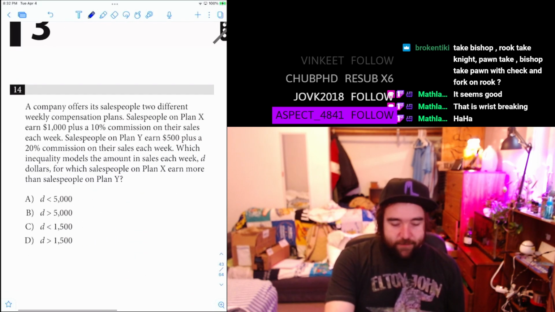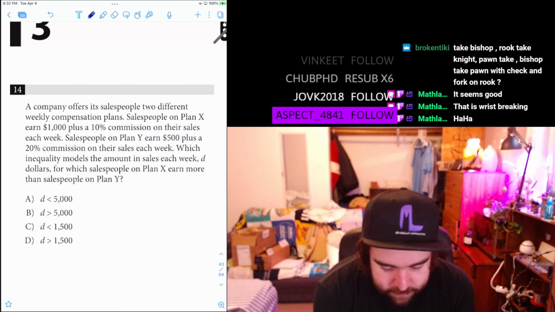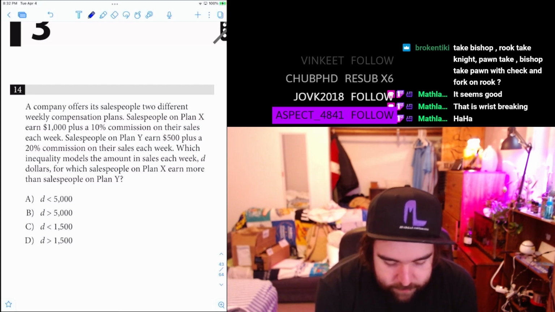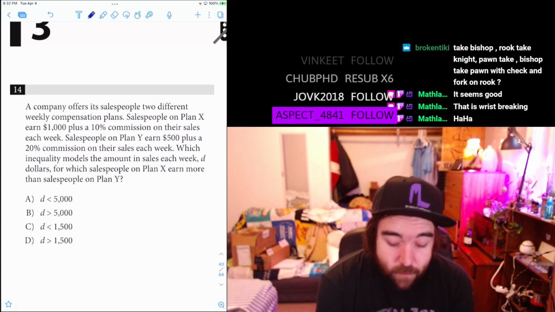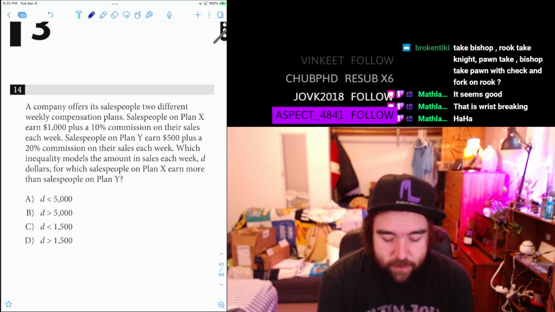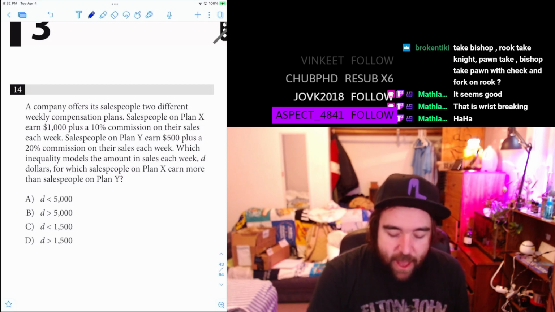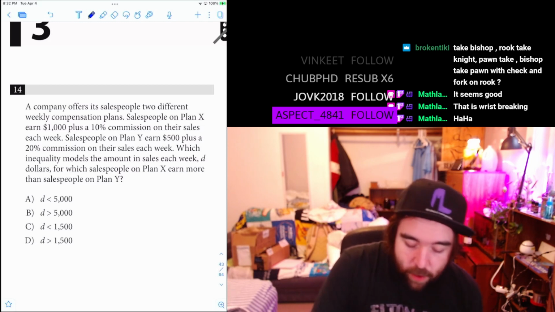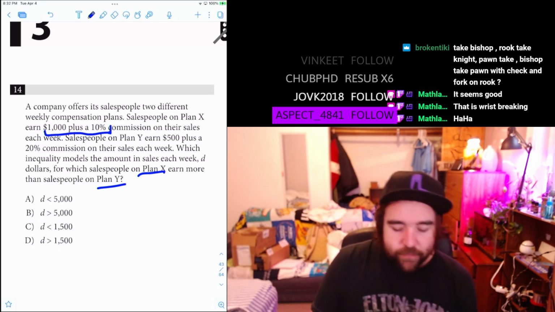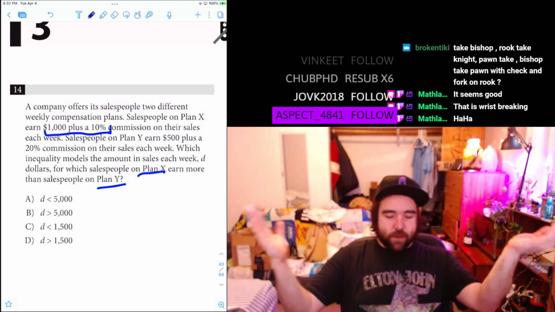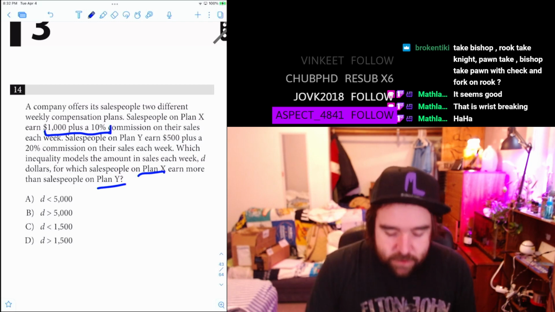All right, a company offered its salespeople 2 different compensation plans. Sales plan X earns $1,000 and 10% commission. Sales plan Y earns $500 and 20% commission. Which inequality models the amount of D for which salesperson X earns more than Y? So we've just got to write these 2 equations and then say that the X equation has to be more than the Y equation. So what are these equations going to be?